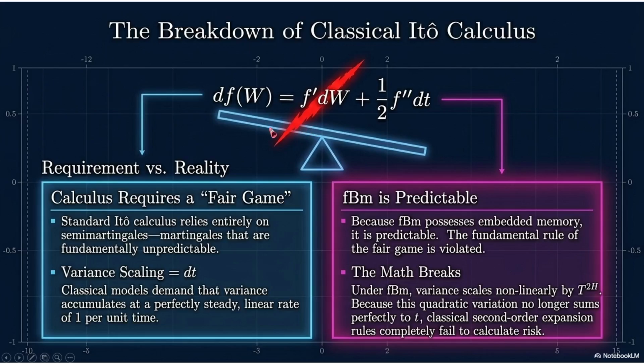Furthermore, classical models demand that variance scales perfectly linearly in time, or dt, but under the fractional Brownian motion, the variance scales non-linearly by t to the power of 2H, because this quadratic variation no longer sums perfectly to t. Classical second-order expansion rules completely fail to calculate the risk.